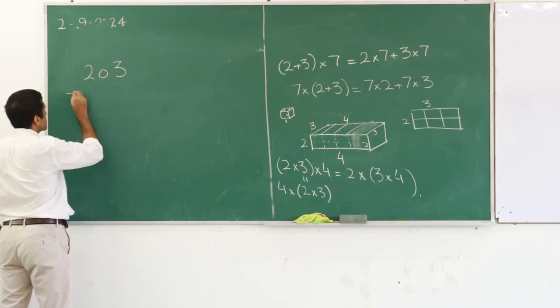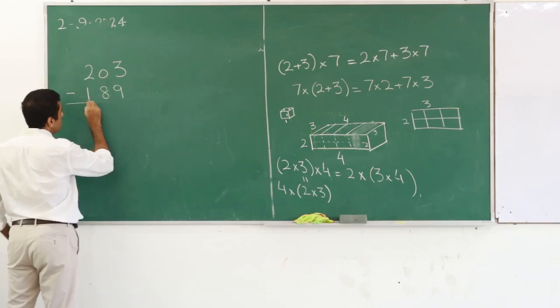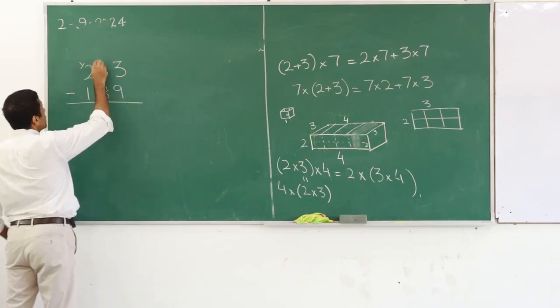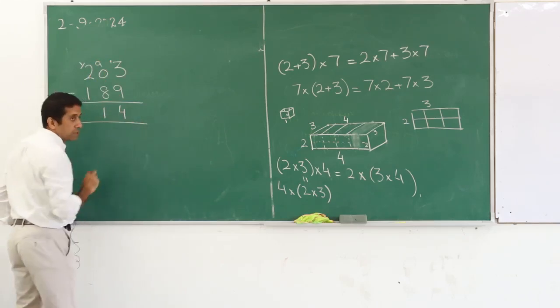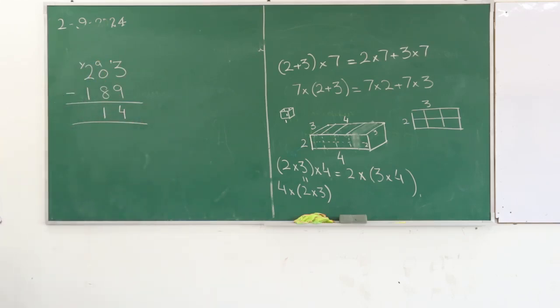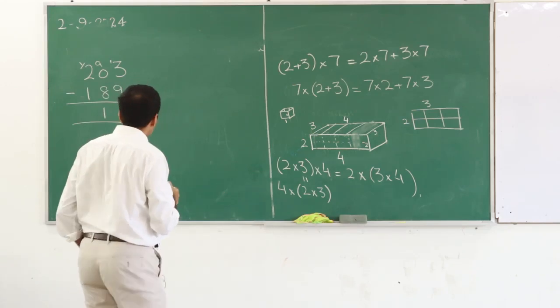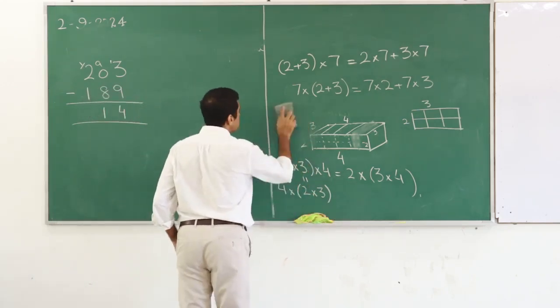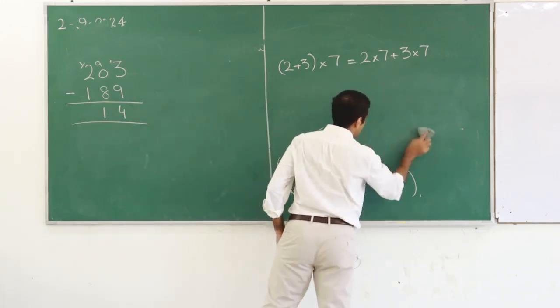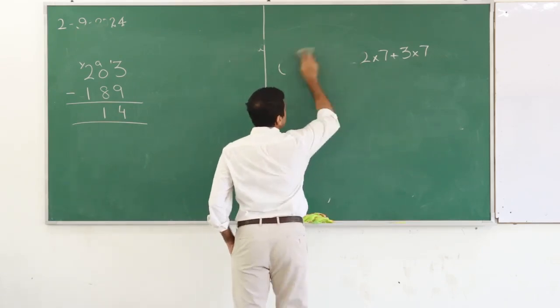Okay, let's try this. 239 minus 189. I'm sure all of you will be able to do this, right? That's the answer. I'm just using base 10. This is what you know. Let's write it out and see what we actually mean by this.